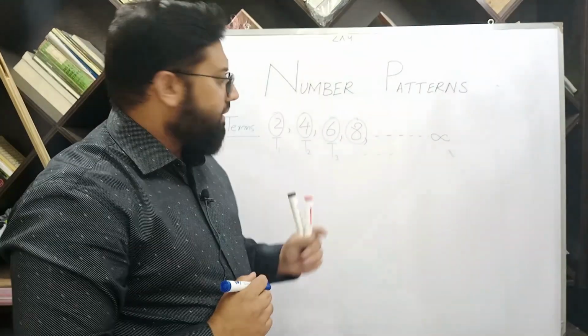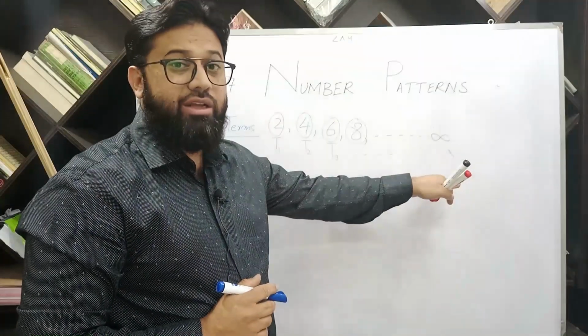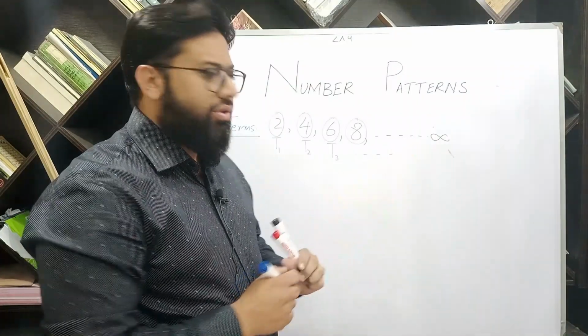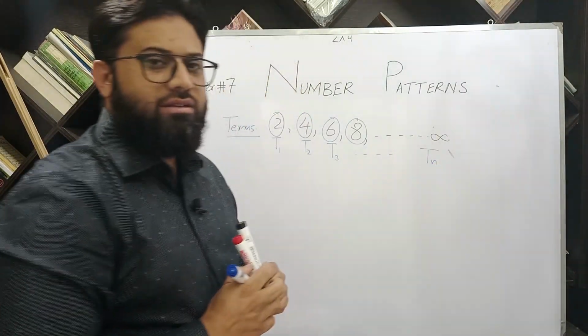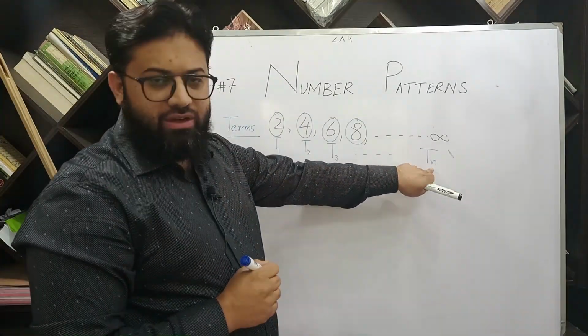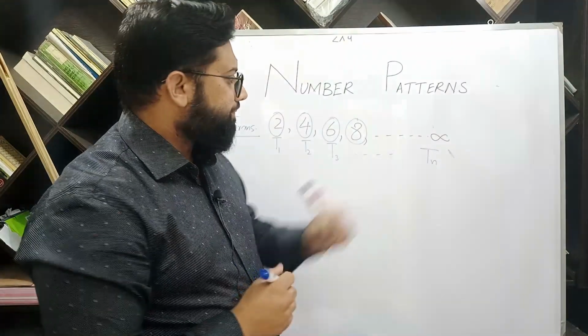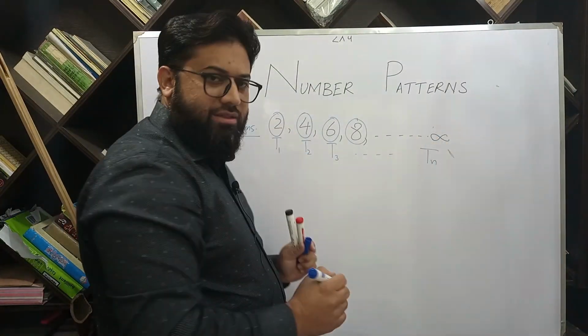We know its starting point but we don't know its ending point. So the last term is not known, so we call it Tn. N means the last term. Basically it is up to infinity, its ending is not known. That's why we call it Tn, the last term.